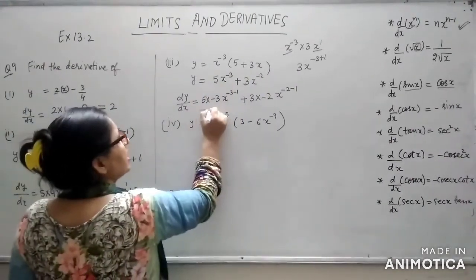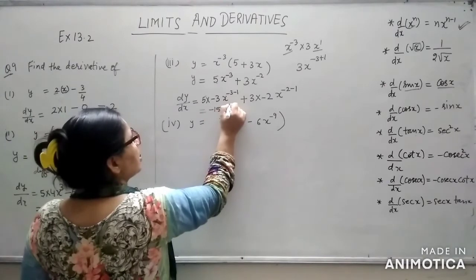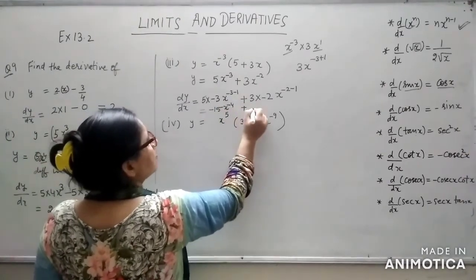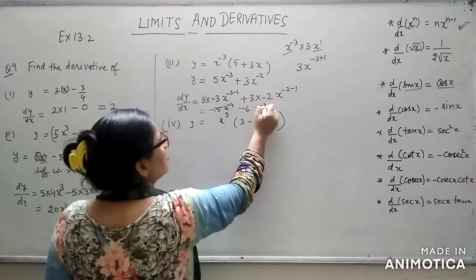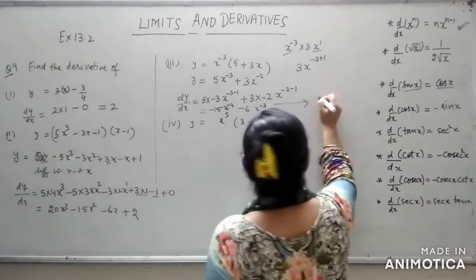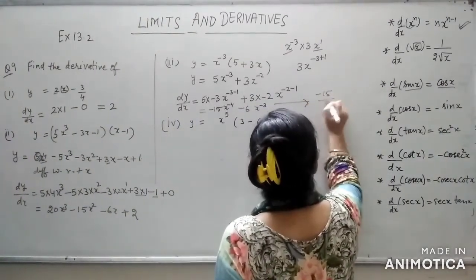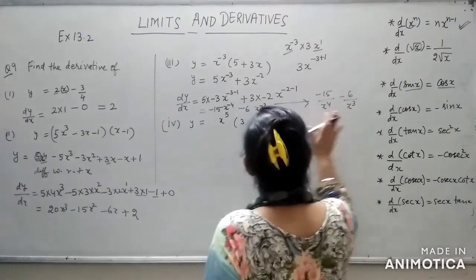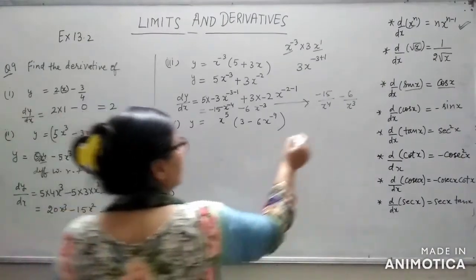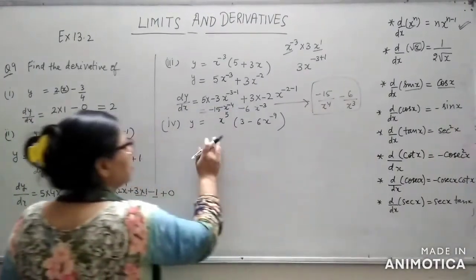So it would become minus 15x raised to power minus 4 and this would become minus 6. 3 into minus 2 is minus 6x raised to power minus 3. Finally, you can also write it like this, minus 15 upon x raised to power 4 minus 6 upon x raised to power 3. This way, you can write it in this form. Okay, now come to this.